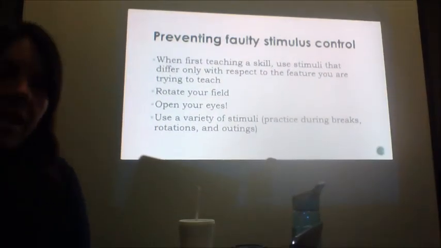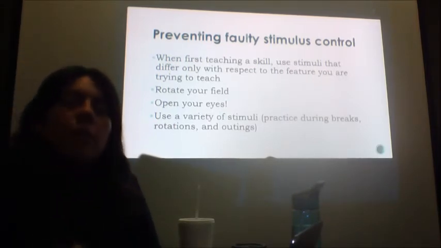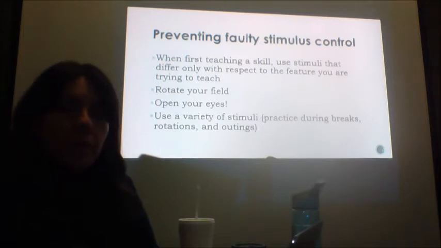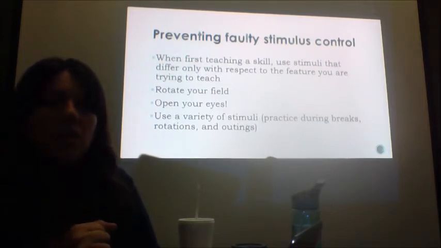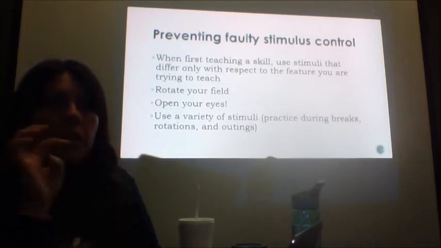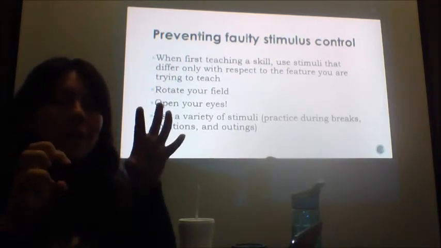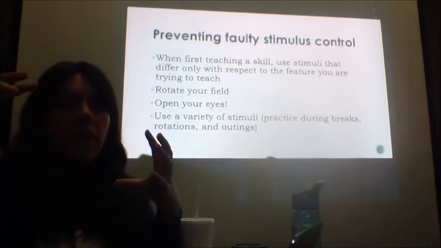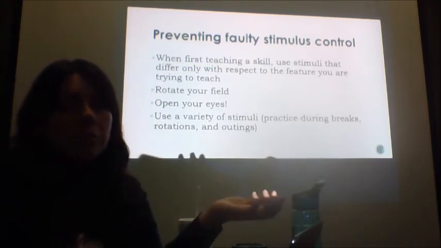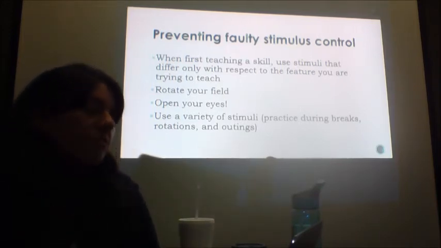So how do you prevent this? When you're first teaching a skill, if you're working on something like shapes or colors, or big and small, you want to use stimuli that only differ with respect to the feature that you're trying to teach. So if you're trying to teach color, these things should only be different in the color. Or if you're trying to teach big and little, they should be the exact same thing. One is big, one is little. Eventually we do want to teach, like, here's an elephant and here's an ant, and say which one is big, and they can do that, but at first it might be confusing.